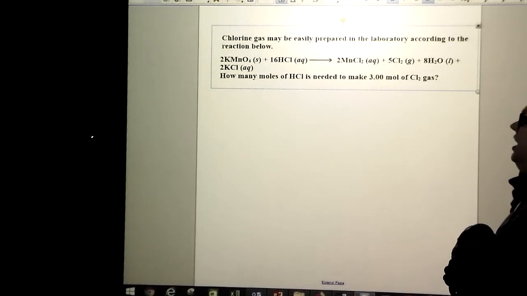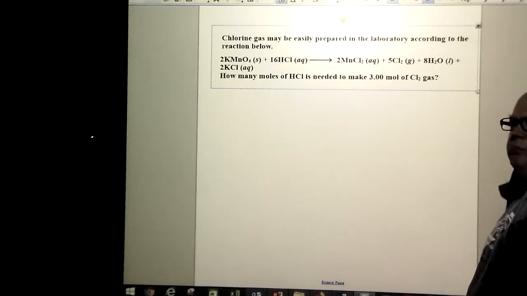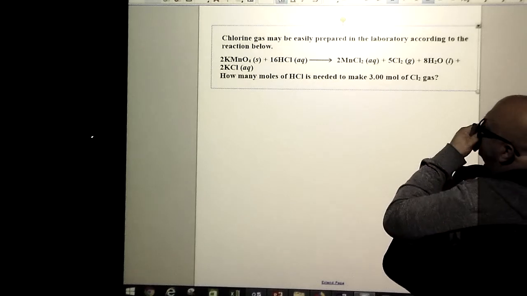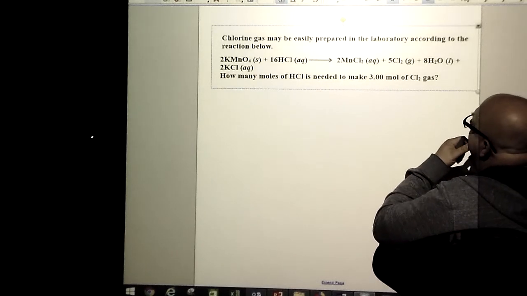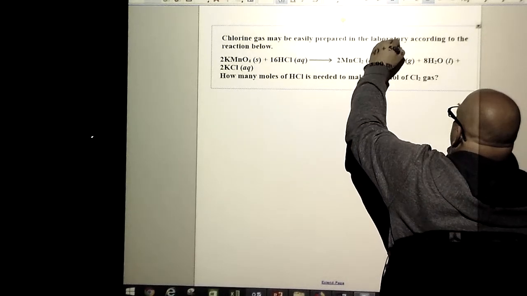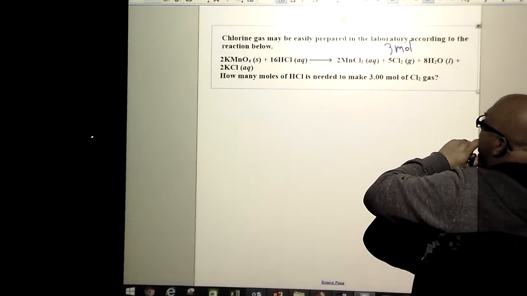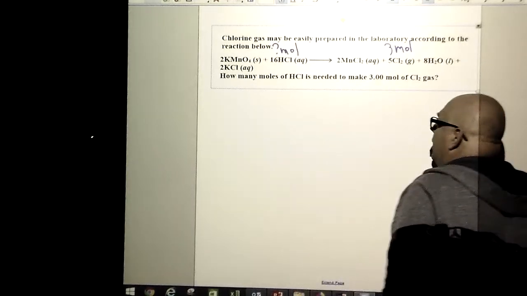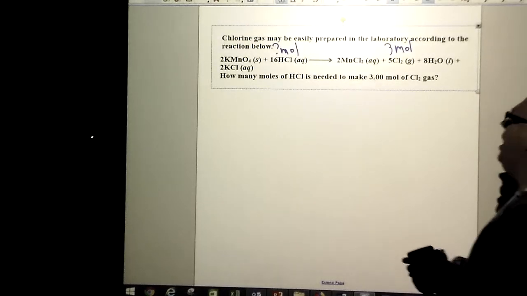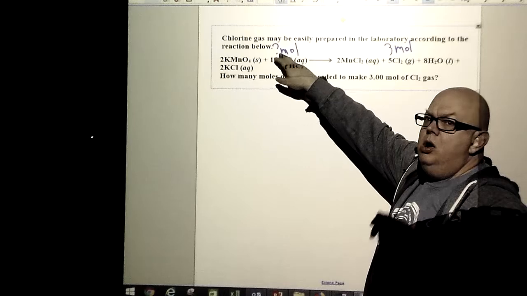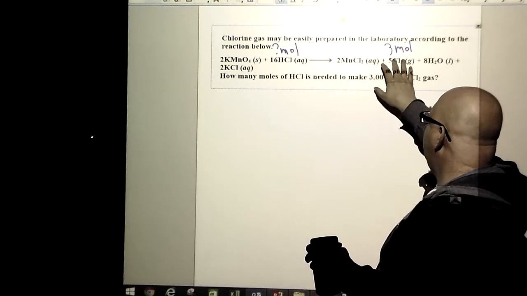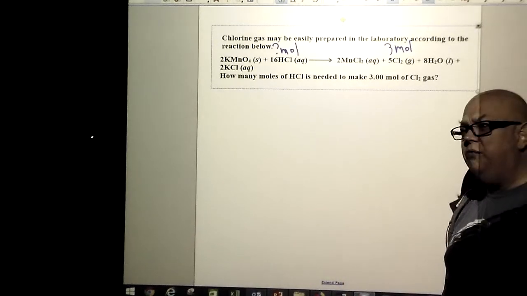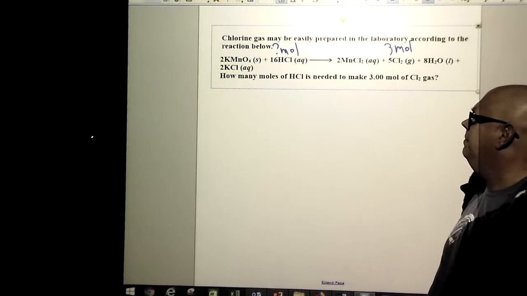How many moles of HCl is needed to make 3 moles of Cl2 gas? Okay. Well, they're telling us that if I want to make 3 moles of Cl2 gas, I need HCl. How many moles of this do I need? You'd say, but wait, in the problem you worked before, you gave a number, you mentioned excess, and how much we were supposed to find. Okay, you're right, but the way we solve the problem, it's the same idea, okay?